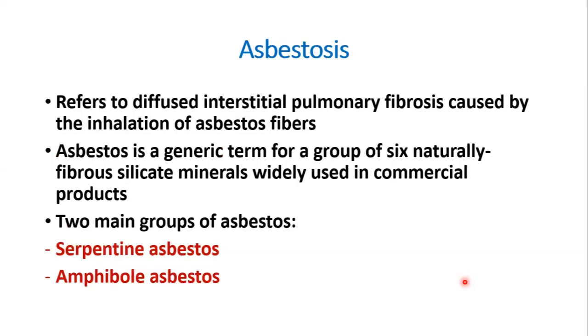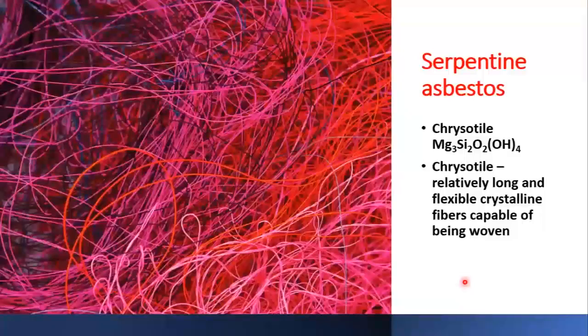For asbestosis, it is caused by exposure to asbestos. And asbestos is a generic term for a group of 6 naturally occurring minerals, which we use in a lot of commercial products. There are two main groups of asbestos. We have the serpentine asbestos and we have amphibole asbestos. The serpentine group consists of just one type of fiber, which is chrysotile.